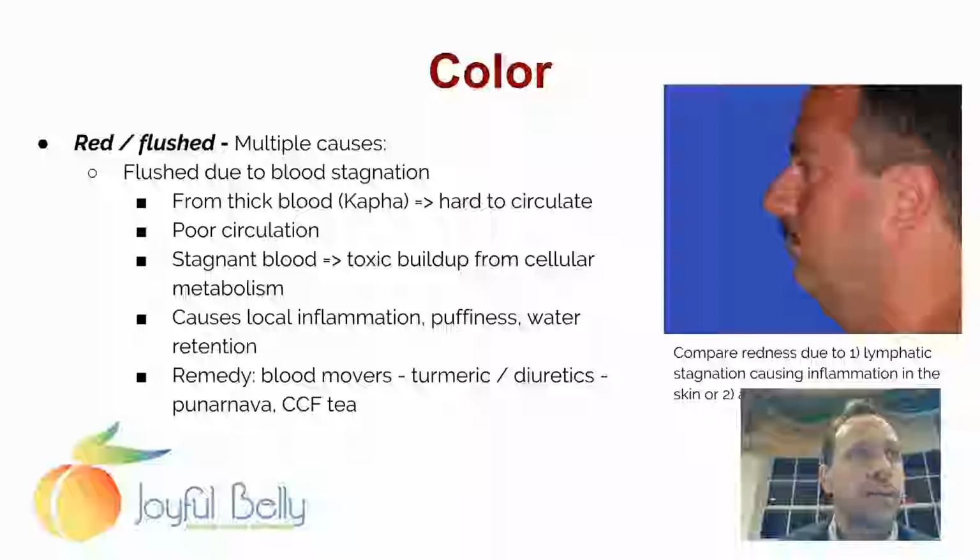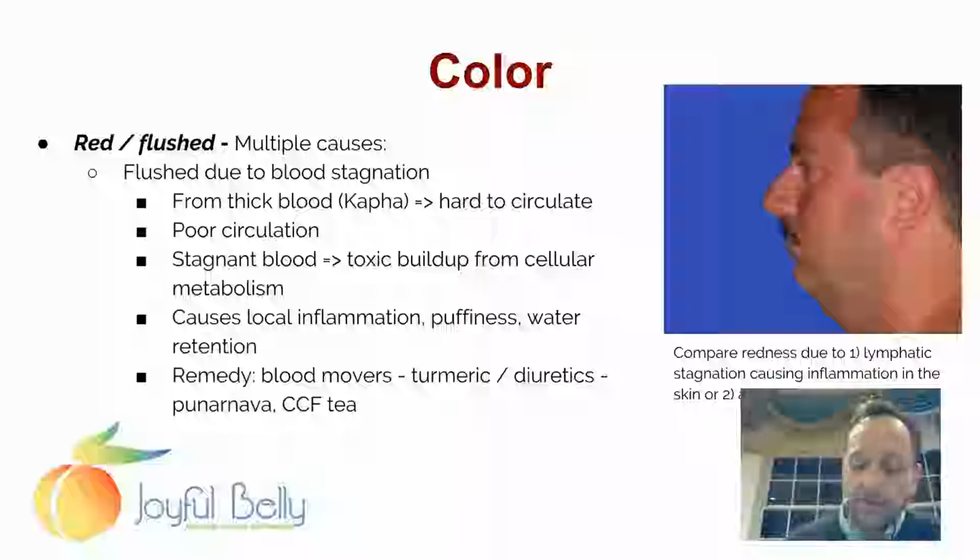Normally, throughout the day, the cells of your body are releasing waste products, and those waste products have to be flushed out. Well, if you have a stagnant lymphatic system, those toxins don't flush out, they build up, and they cause local inflammation, puffiness, and water retention.